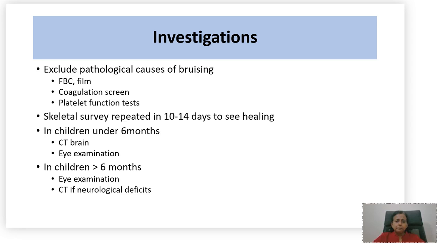But in children who are less than 6 months, you would definitely want to do a CT brain and eye examination because of the risk of shaken baby. If they are more than 6 months, CT is only required if there are neurological signs. But an eye examination has to be done to detect retinal detachment, which is also associated with shaken baby syndrome.